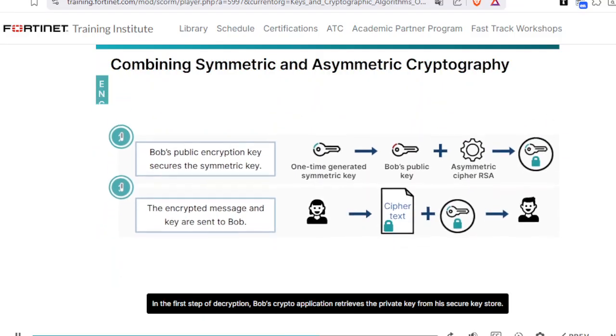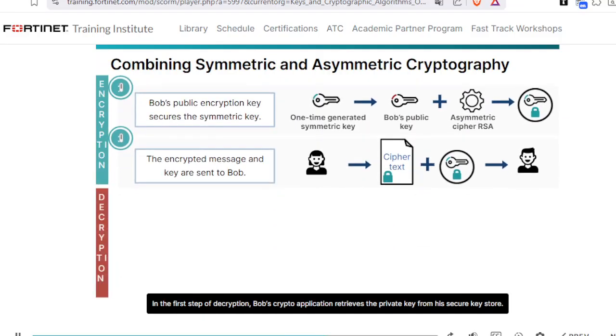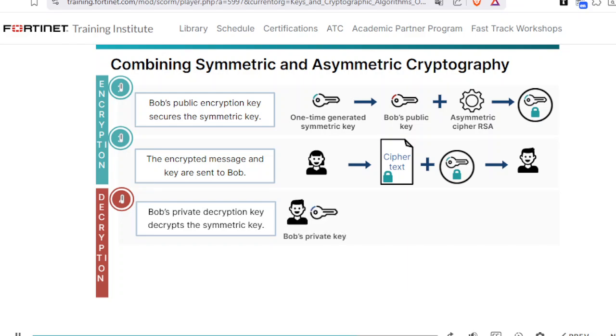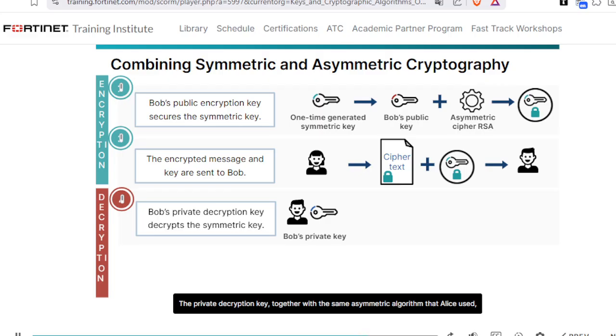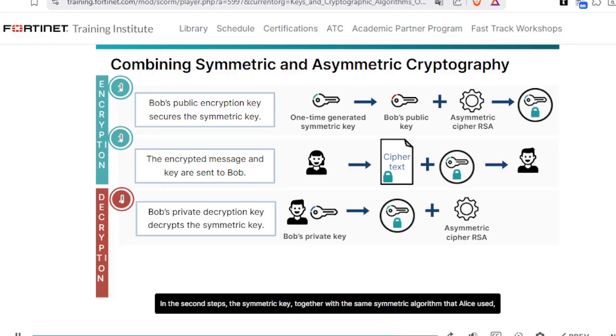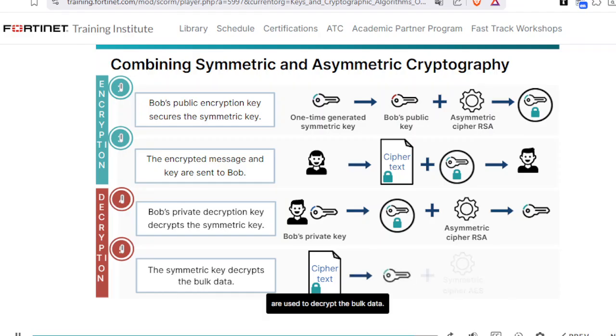In the first step of decryption, Bob's crypto application retrieves the private key from its secure key store. At this stage, Bob may be required to submit credentials. The private decryption key, together with the same asymmetric algorithm that Alice used, decrypts the symmetric key. In the second step, the symmetric key together with the same symmetric algorithm that Alice used are used to decrypt the bulk data.